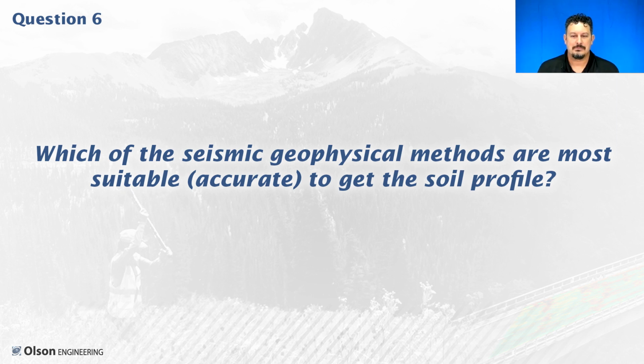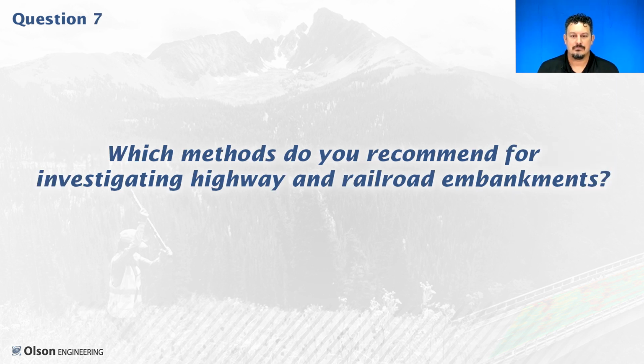Okay, next question is, which methods do you recommend for investigating highway and railroad embankments? So for the highway ones, you can use any of the methods we discussed here. It really just depends on the specific targets. For the railroad, I guess I have to determine how far are we away from the tracks themselves. Are we talking about including the ballast as part of the assessment area, or are we 40, 50 feet away from there where it is soil? And if it's soil, then we can do the same methods here.